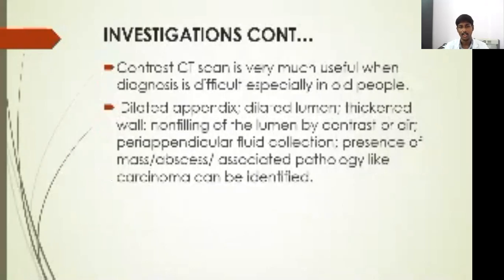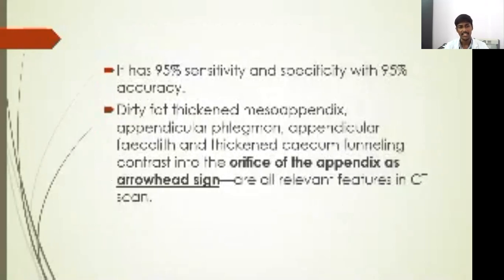Other investigations are contrast CT, which is very useful when diagnosis is difficult, especially in old people, to rule out other conditions like carcinoma. Findings include dilated appendix, dilated lumen, thickened wall, non-filling of the lumen. With contrast, periappendicular fluid collection, presence of mass or abscess, or associated pathology like carcinoma can be identified in contrast CT. Contrast CT has 95% sensitivity and 95% specificity, with 95% accuracy.